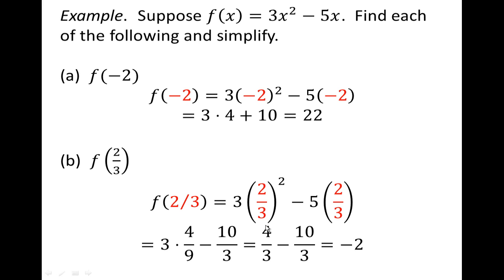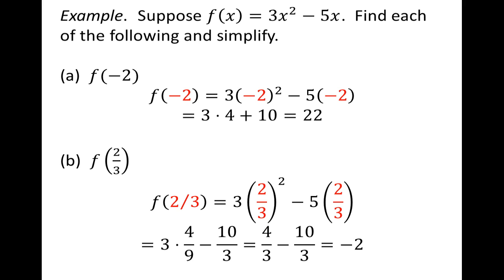When we square a fraction, we have to square its numerator and denominator. So 2/3 squared is 4/9. 3 times 4/9 minus, if we multiply the 5 by the 2, we end up with 10/3. We reduce here. 3 times 4/9, the 3 and the 9 will reduce. Okay, they both have a common factor of 3, so 3 times 4/9 reduces to 4/3. 4/3 minus 10/3 is negative 6/3, which reduces to negative 2.